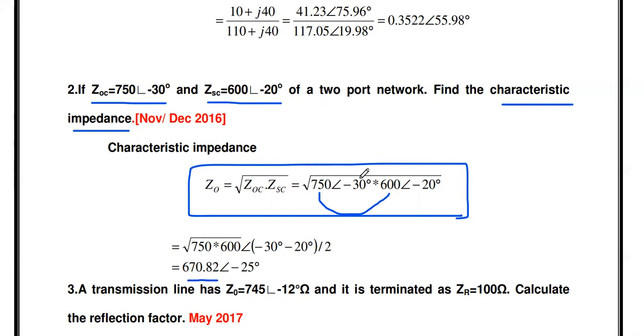We get the answer 670.82. Here the angles are in multiplication, and whenever angles are multiplied, we have to add them. So minus 30 plus minus 20 gives minus 50, and here there is a square root as well.